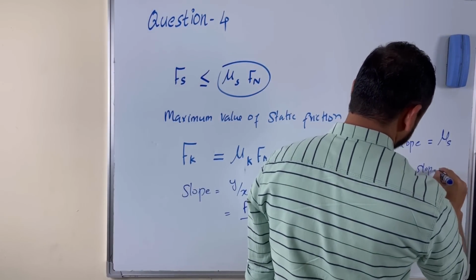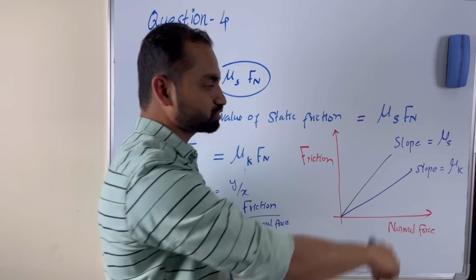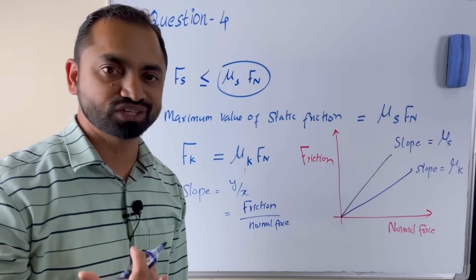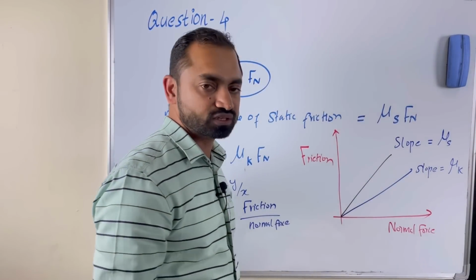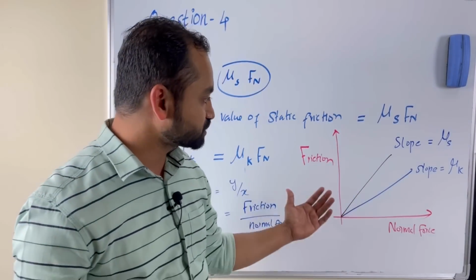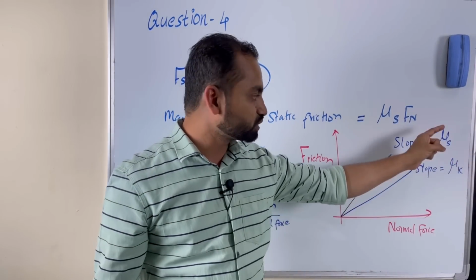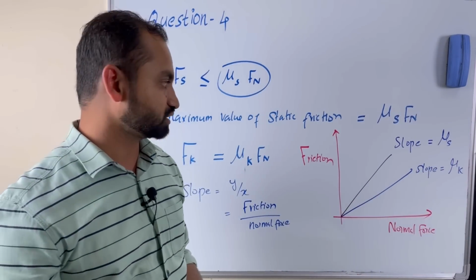Slope is equal to the coefficient of friction, and here I wrote like this because the value of the coefficient of static friction will be greater than the value of the coefficient of kinetic friction. So you can also say like this, static friction is greater than kinetic friction.